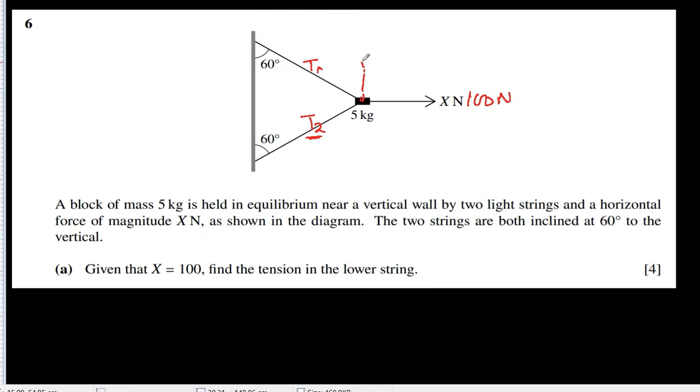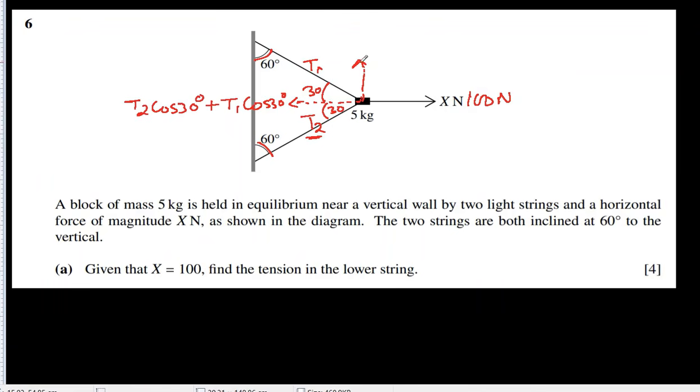Since this is 60 and this is 60, this third angle will also be 60. That's how it will make 180 degrees for the triangle. That means if I divide a horizontal line in the middle of this, the upper angle will be 30 degrees and the lower angle will also be 30 degrees. And that's why the component of T1 will be T1 cos 30 degrees here, and T2 will also have a component here which will be T2 cos 30 degrees.